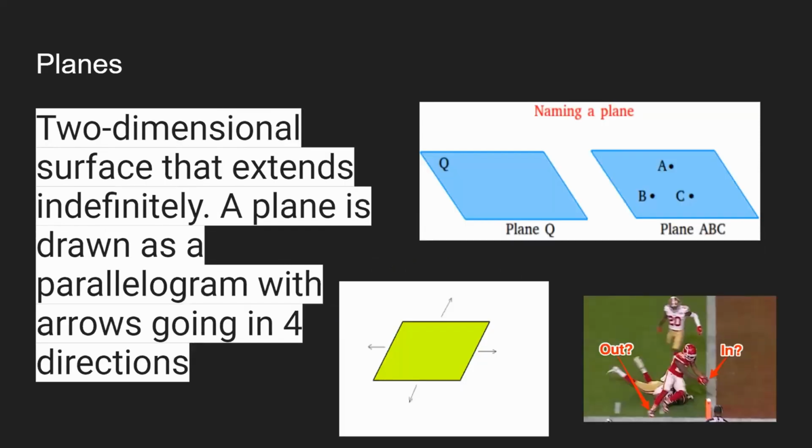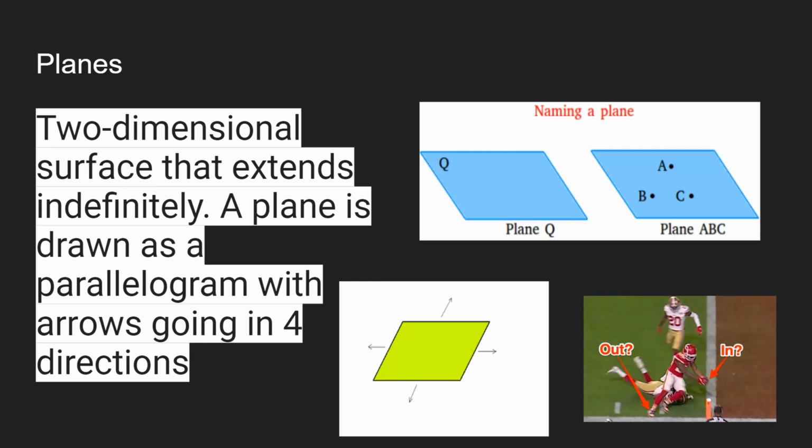And the last one, we have planes. A plane is a 2-dimensional surface that extends indefinitely. A plane is drawn as a parallelogram with arrows going in 4 directions, and that's the drawing on the bottom. If we want to name a plane, we represent it with points on that plane. So on the left, we have plane Q, and that's just a point on it. And we also have A, B, and C. We can represent it as plane ABC, CBA, any combination of those 3 points.